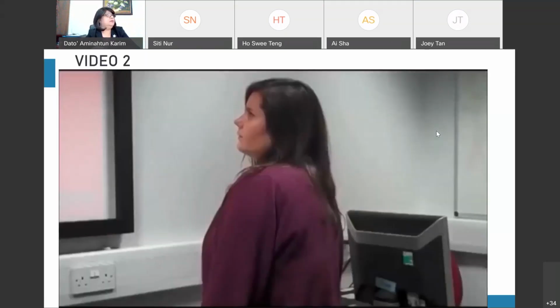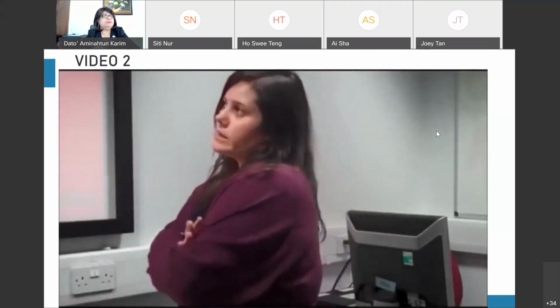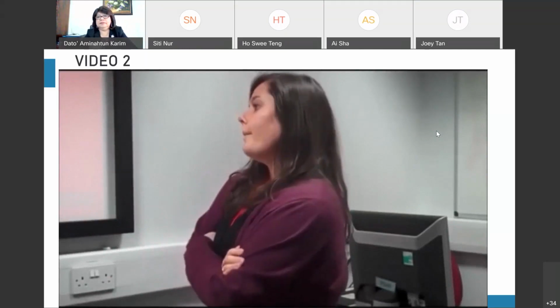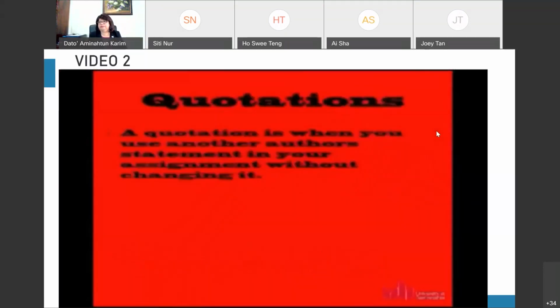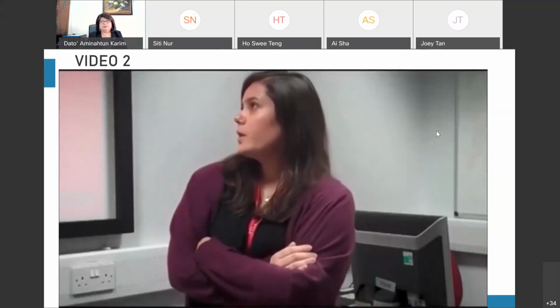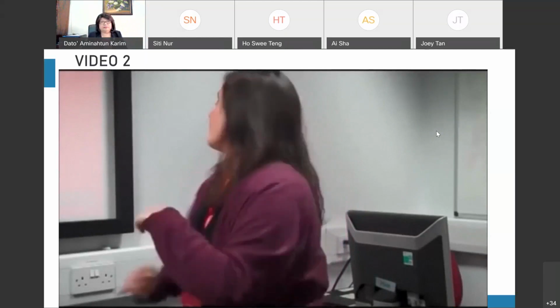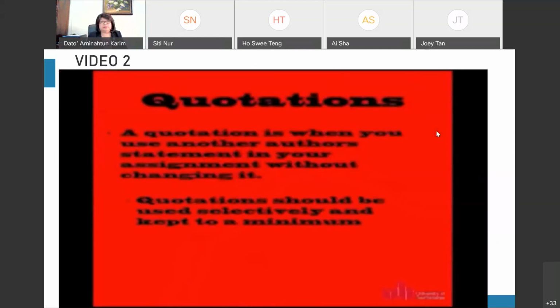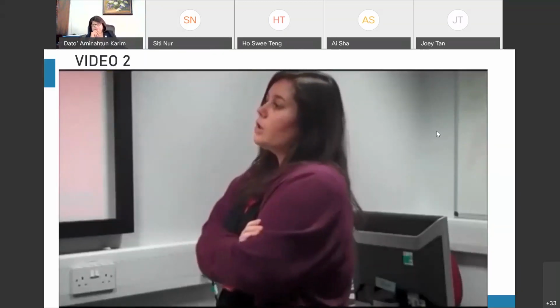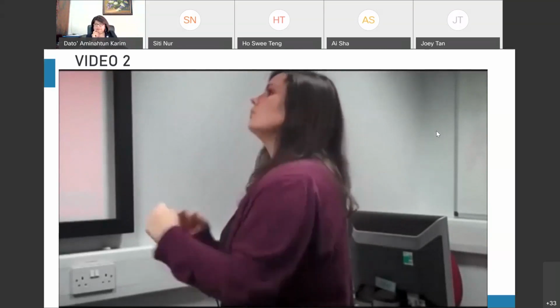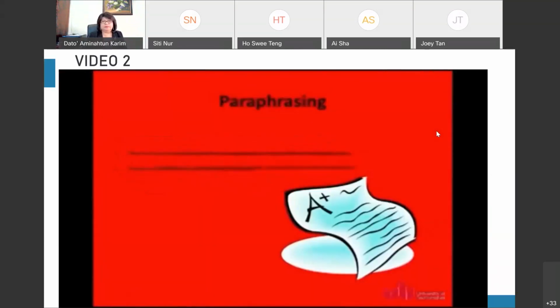So there's two ways to reference in text: quotes and paraphrasing. A quotation is when you use another author's statement in your assignment without changing it. Quotation should be used selectively and kept to a minimum, and should not be overly long. Paraphrasing is when you write about a source you have read using your own words. There's more to paraphrasing than just changing one or two words from the original source, and paraphrasing shows your understanding to a reader.